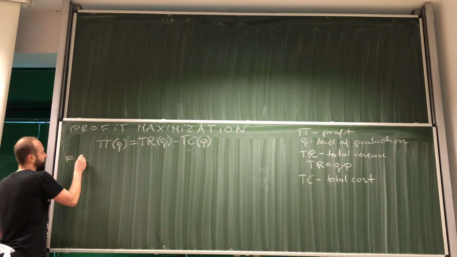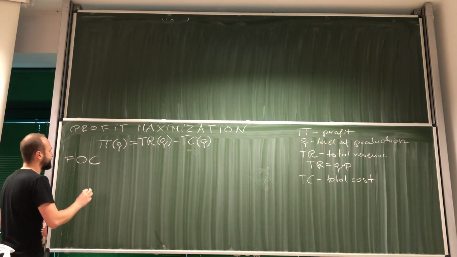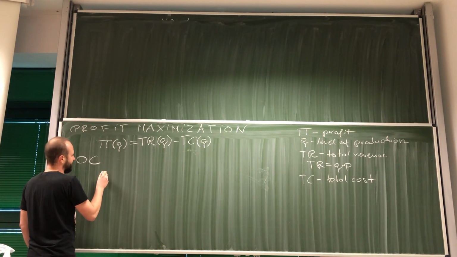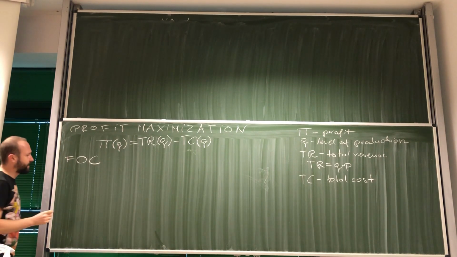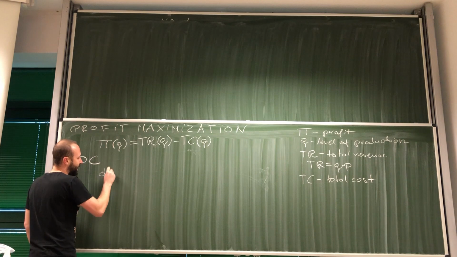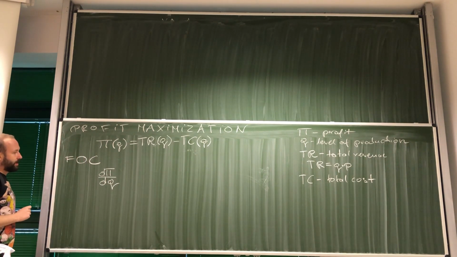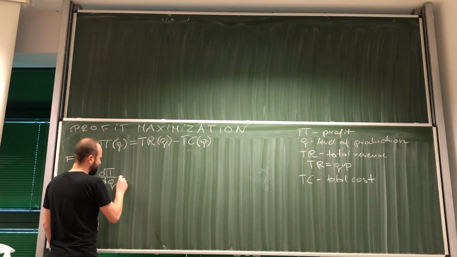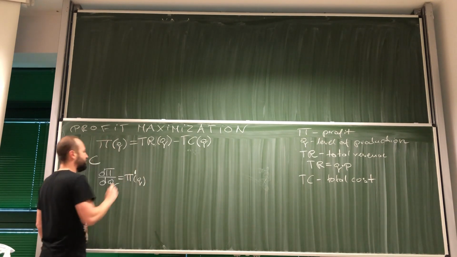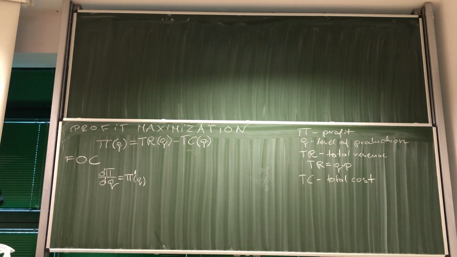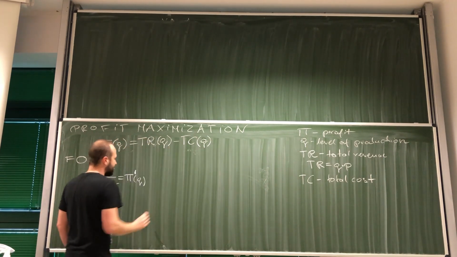We of course use the first order condition. The first order condition is telling us to take the first derivative of profit with respect to quantity. We can denote it as d pi dq, but we can also denote it simply as pi of q prime. It doesn't really matter.